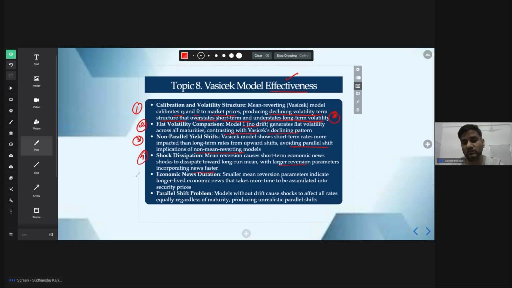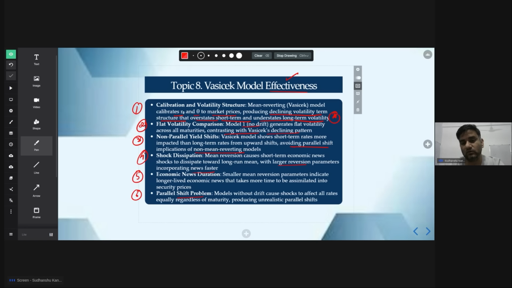Economic news duration is an important point: when you have a smaller k, meaning slower mean reversion, shocks last longer, which means the market takes longer to digest new information into bond prices. And then there's the parallel shift problem. In contrast, models without drift like model 1 make shocks shift the entire curve equally, which is unrealistic. Vasicek fixes that because here you have differential impact across maturities.